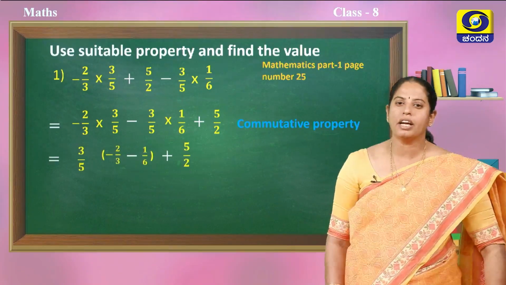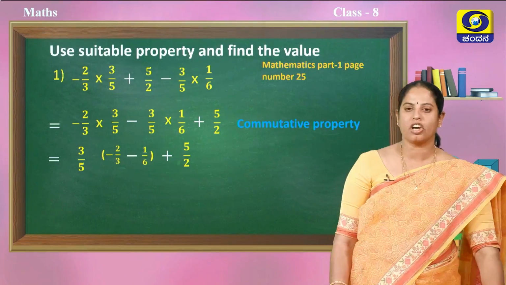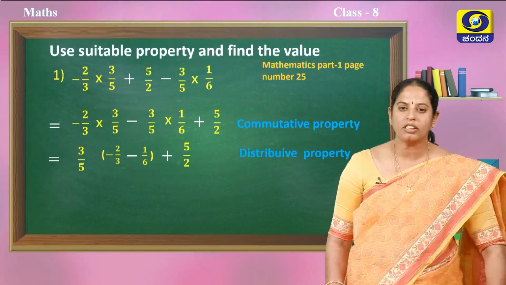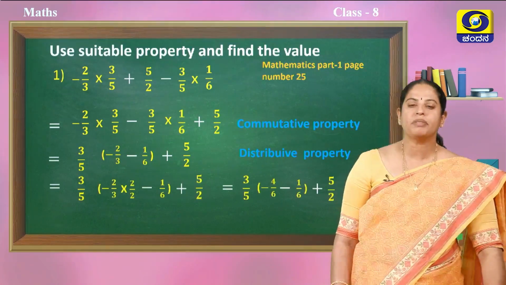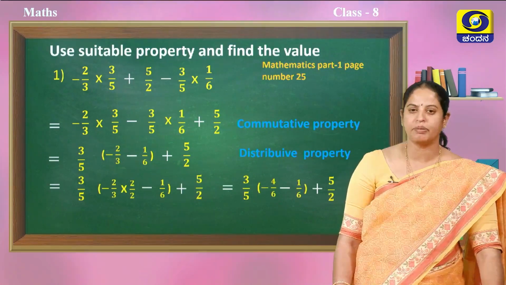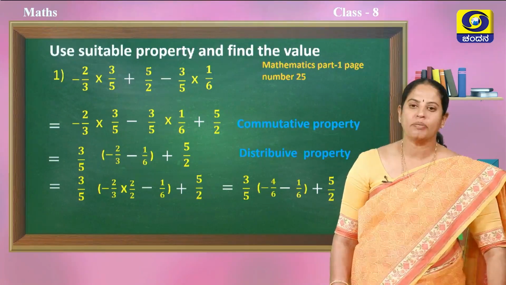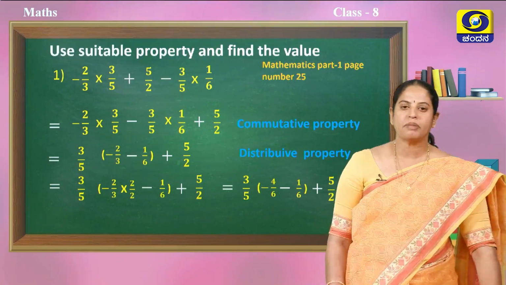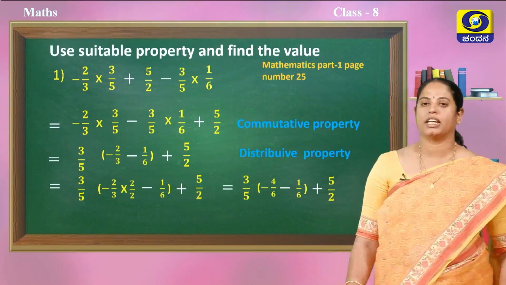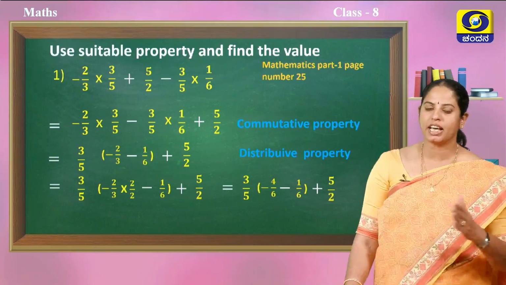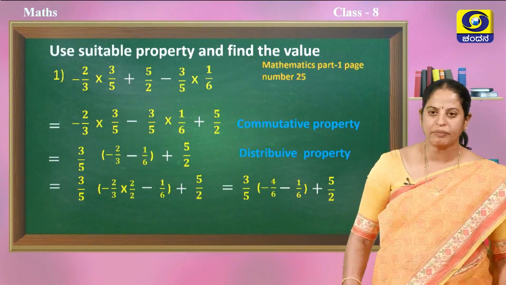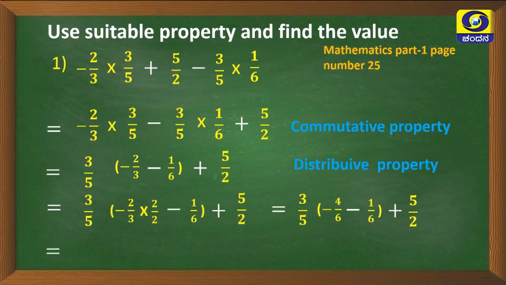Now, I am taking 3 by 5 as common with the help of distributive property. Now, I am simplifying minus 2 by 3 minus 1 by 6 by making the denominator same. I am multiplying minus 2 by 3 by 2 to make it minus 4 by 6, which is an equivalent fraction for minus 2 by 3. Then when I simplify, you will observe 3 by 5 into minus 5 by 6 plus 5 by 2. Here 5 and 5 cancel, I am getting minus 1 as answer.